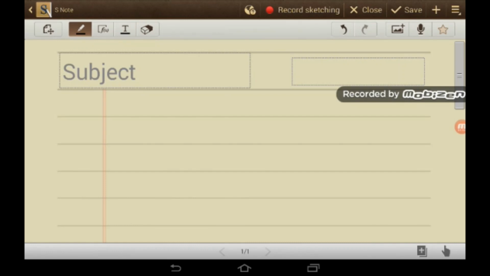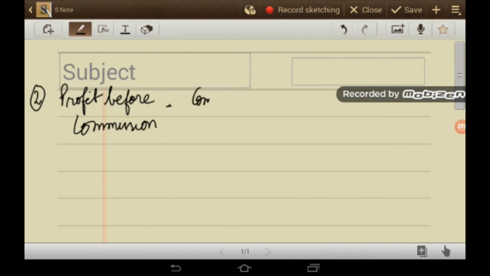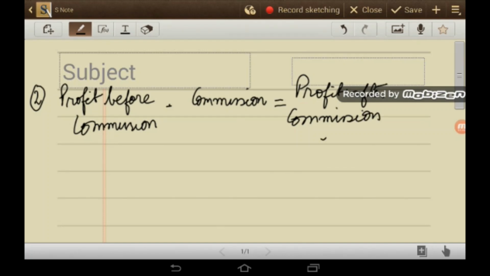So in problem number 2, profit before commission minus commission is equal to profit after commission. So this profit after commission is nothing but the net profit. This is the net profit.